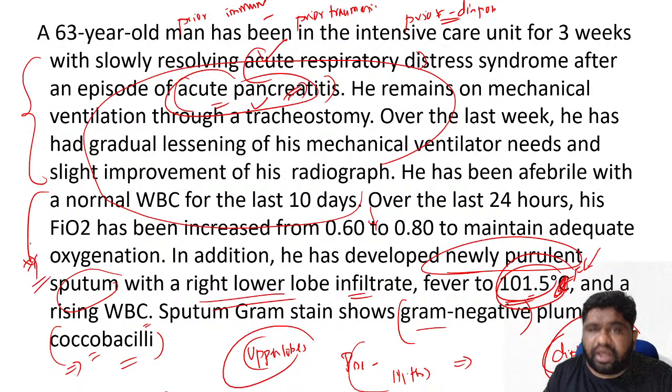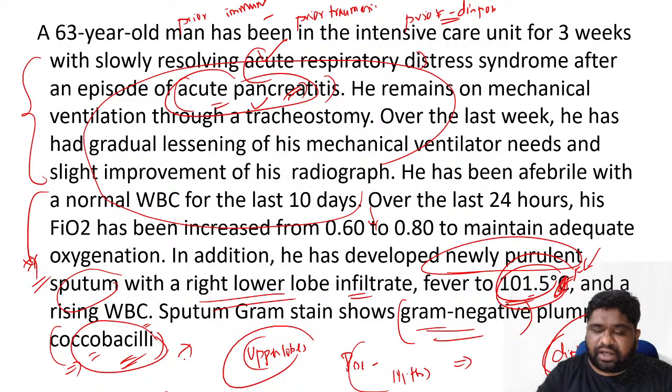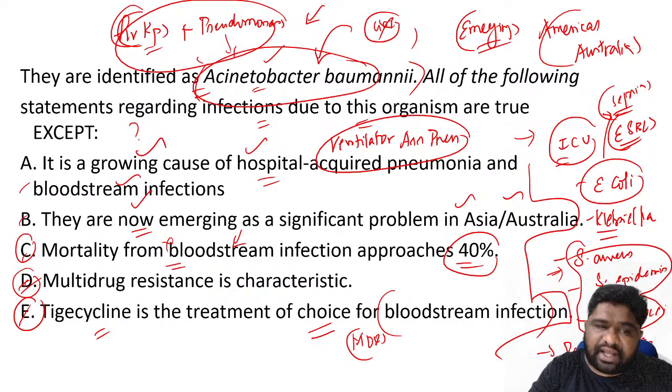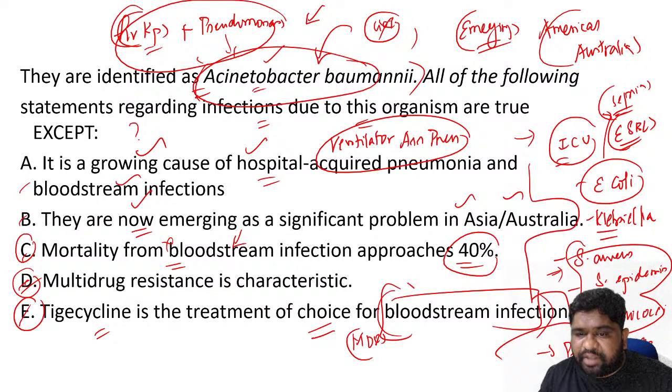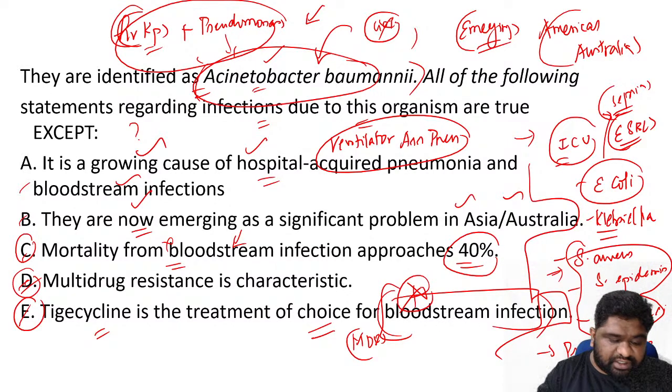called Acinetobacter. And how did I prove it? Because it was a gram-negative plump coccobacilli. If it was Klebsiella, it would be diplobacilli. If it was Pseudomonas, it would be a complete bacilli. The coccobacilli that can cause ICU infections would be Acinetobacter. With this, we can conclude the answer is E. Tigecycline can be given as a treatment for Acinetobacter, but not when it is going for bloodstream infection. So this is why option E is wrong.